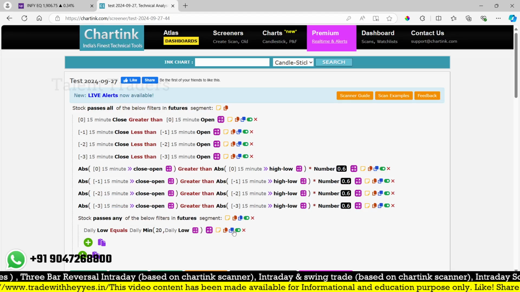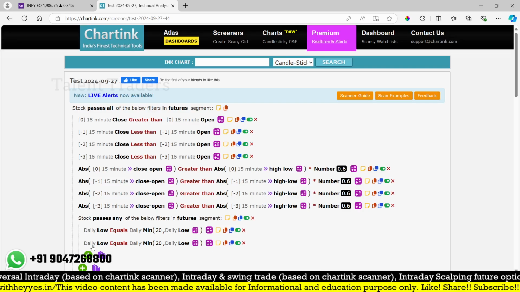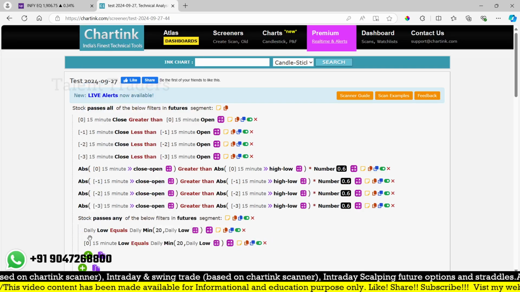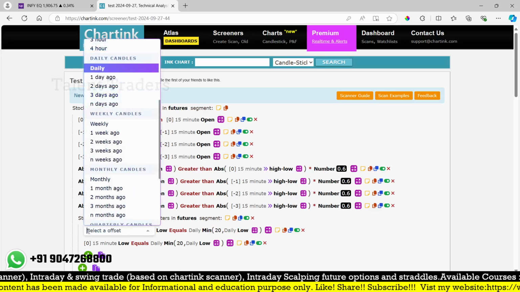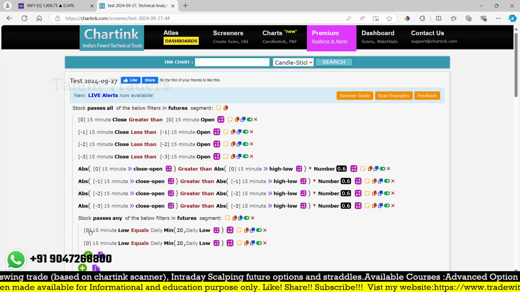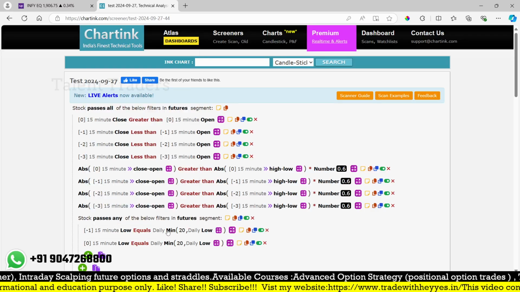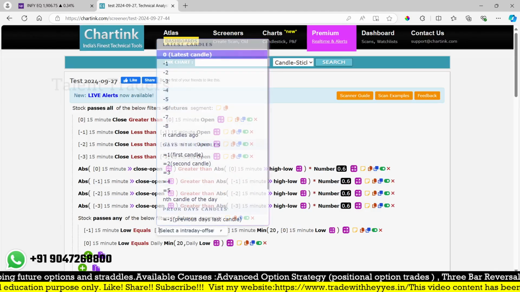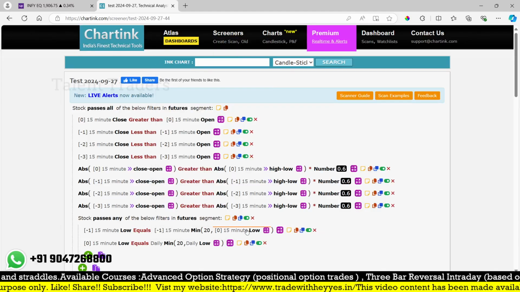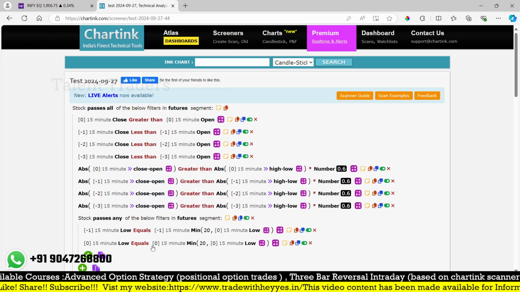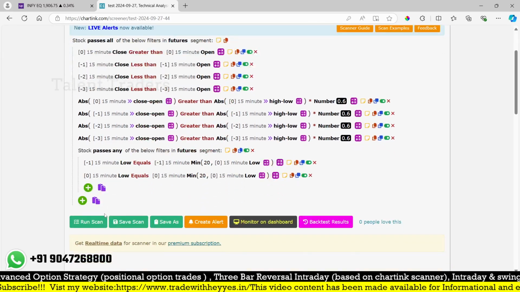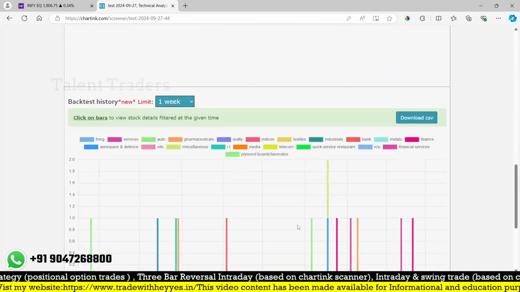So I'll copy this again. Here 15 minutes, here also 15 minutes. So this would be -1, and this would be 15 minutes, minus 1 also. This is also 15 minutes. Okay, adding this function will filter out the stocks at the lowest level.